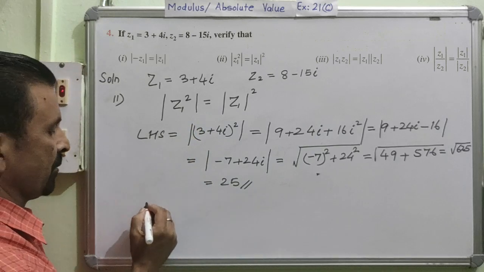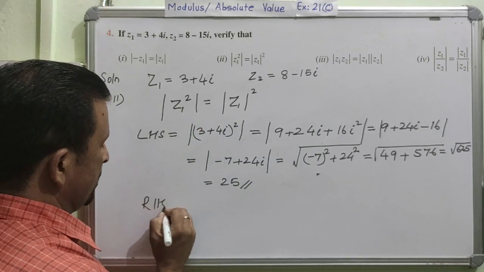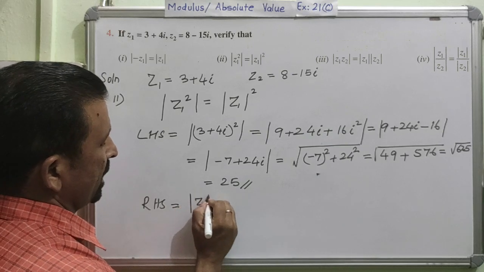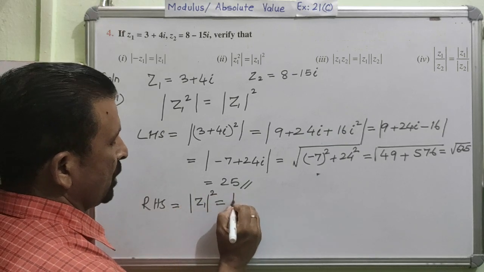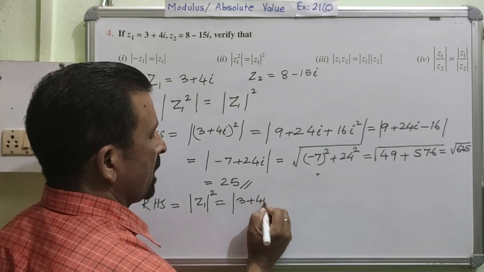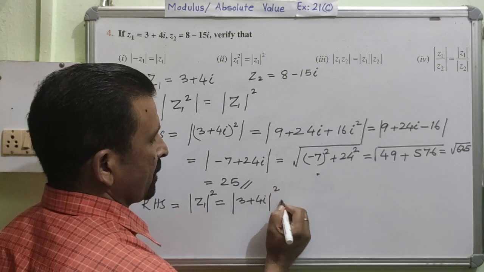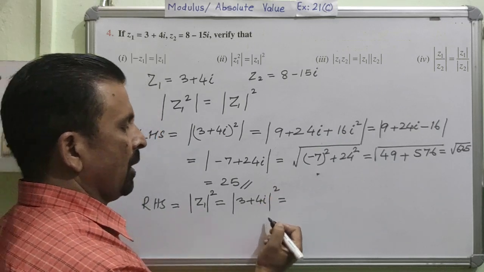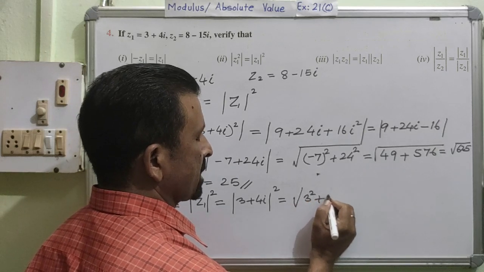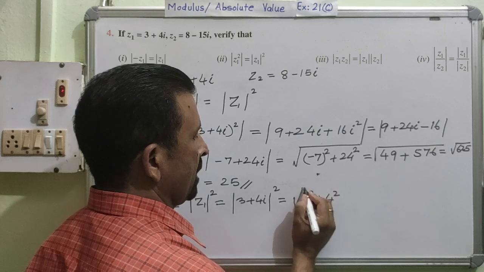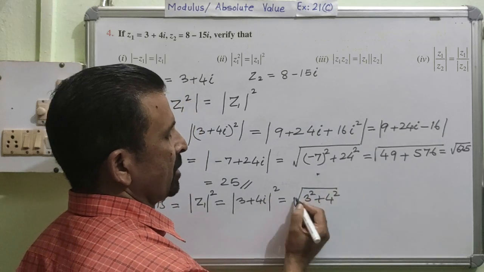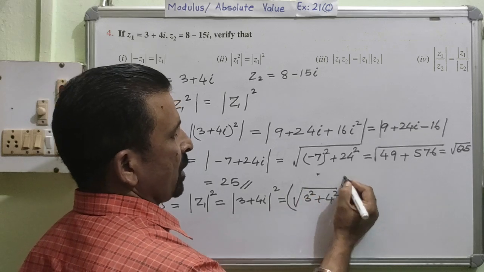Now let us calculate the value of the right hand side. Right hand side is equal to the square of the modulus of Z1. That means modulus of Z1, written as 3 plus 4i, and then the square of this. Let us first find the modulus of 3 plus 4i, which will be written as the square root of 3 square plus 4 square. Right? This is the modulus of 3 plus 4i. Further we have this square sign, so we can write this as further square.